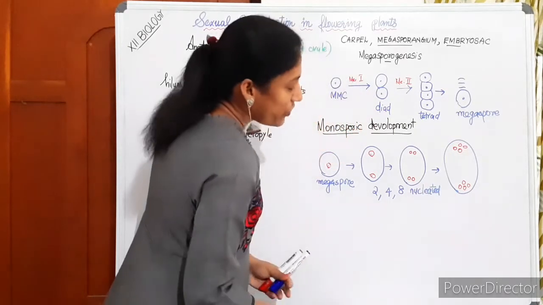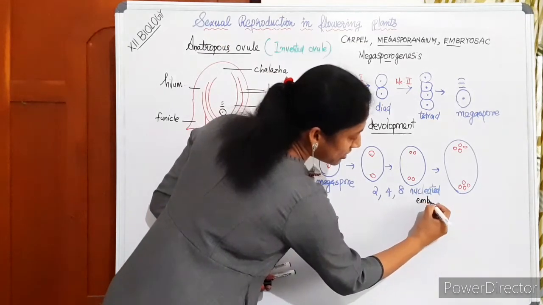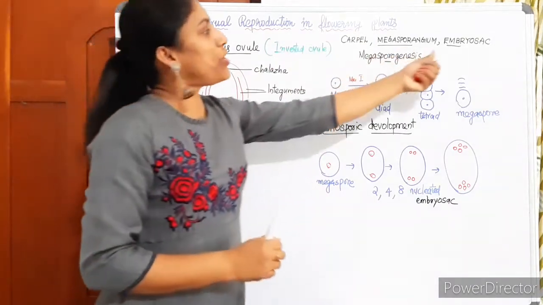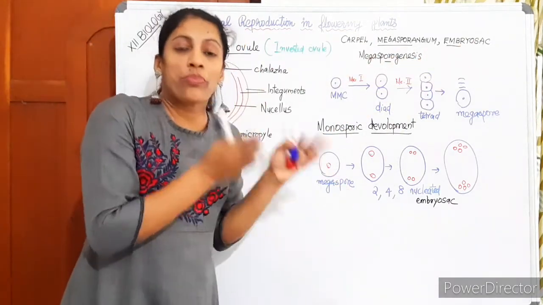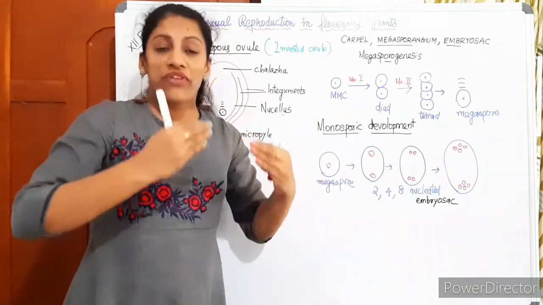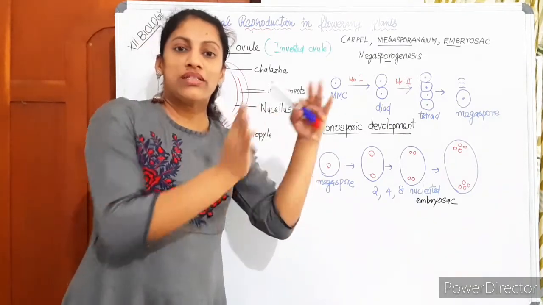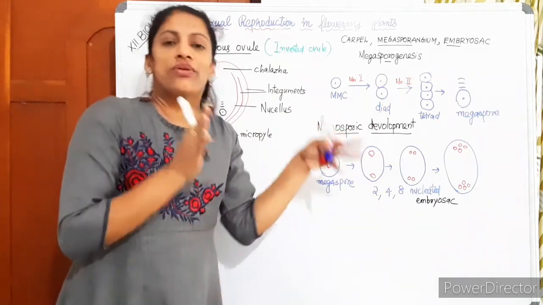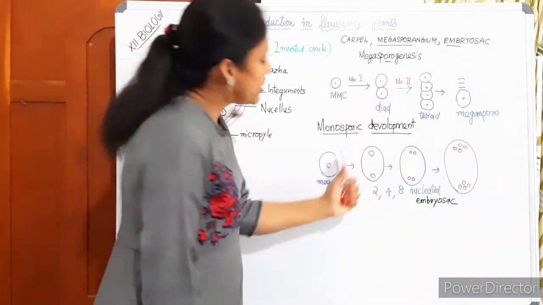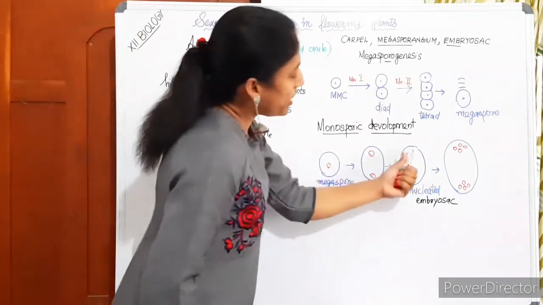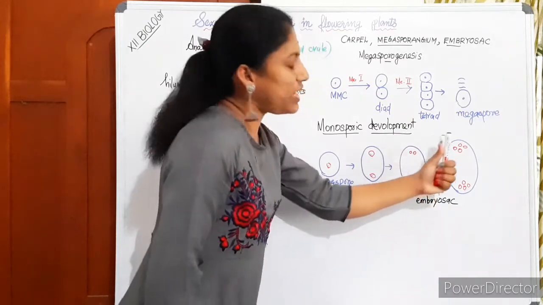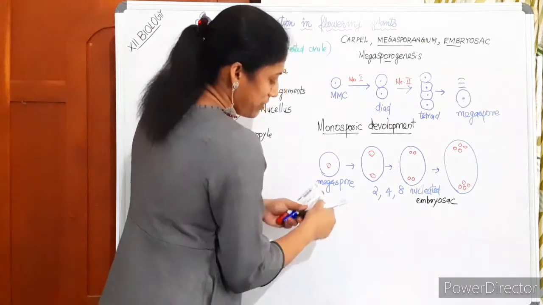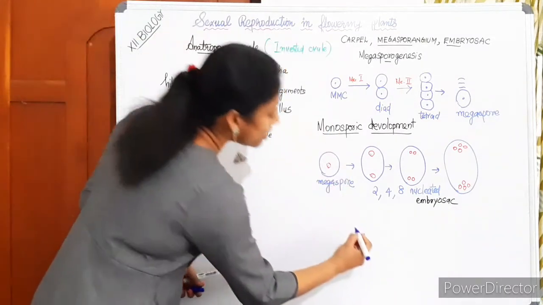These structures we are calling as embryo sac. So the megaspore develops to embryo sac. Embryo sac is equivalent to pollen grain. It is the female gametophyte. Pollen grain is the male gamete carrying structure. This will be the female gamete carrying structure. So female gametophyte. Okay, its nucleus undergoes repeated mitotic divisions to form 2 nucleated, 4 nucleated, 8 nucleated embryo sac.